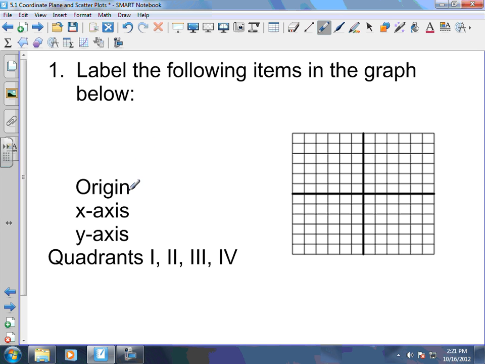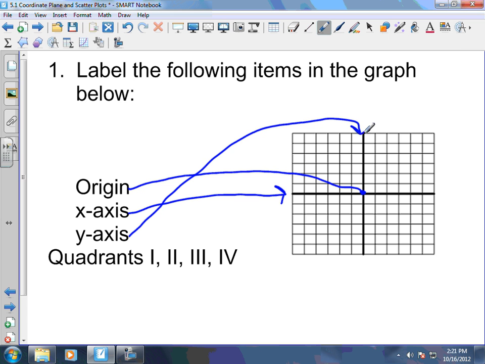Okay, we're going to label the following. The origin is where the x-axis and the y-axis meet. Right there's the origin. The x-axis is the horizontal line. The y-axis is the vertical line. Then we have our 4 different quadrants. Quadrant 1, 2, 3, and 4. It goes counterclockwise starting in the upper right-hand corner.